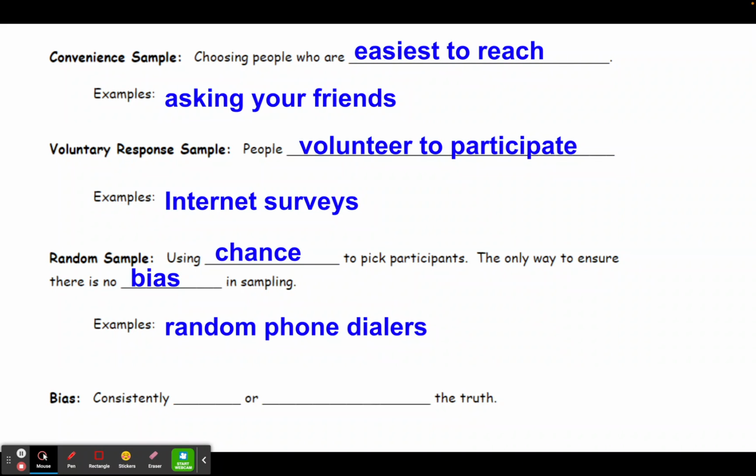Now, the term bias in statistics means that we are consistently over- or underestimating the truth. So, if you think about our example with the Gettysburg Address, when we picked the words that we thought were typical, we picked longer words than what the true average word length was. So, we overestimated the average word length because our method was biased.